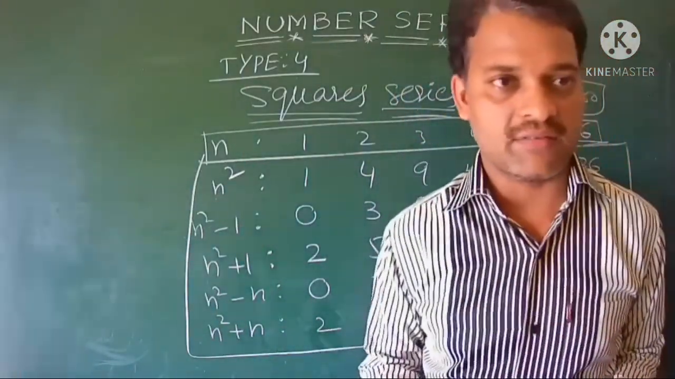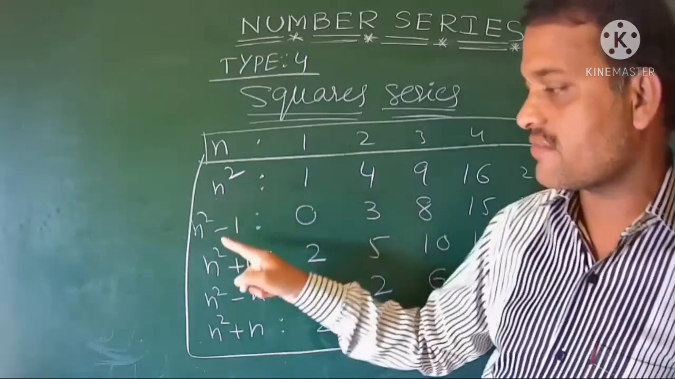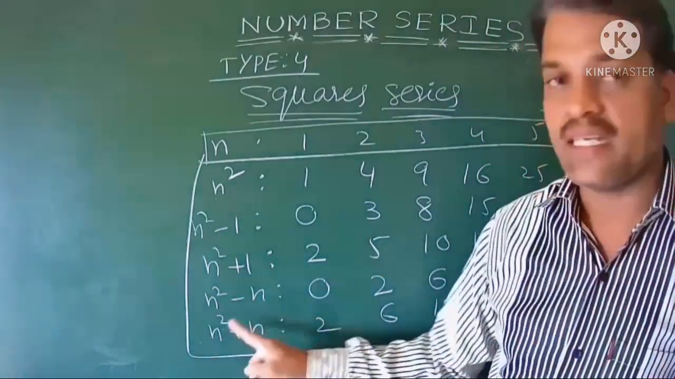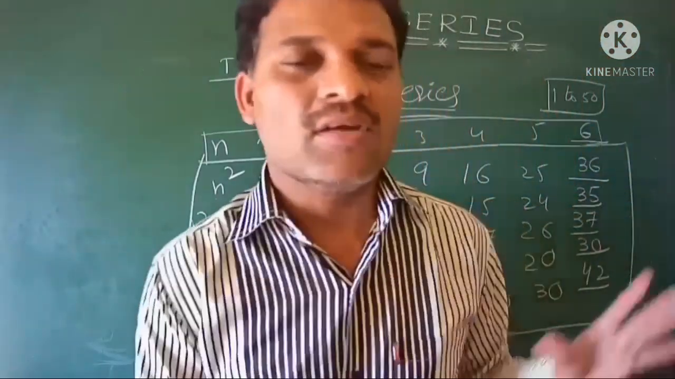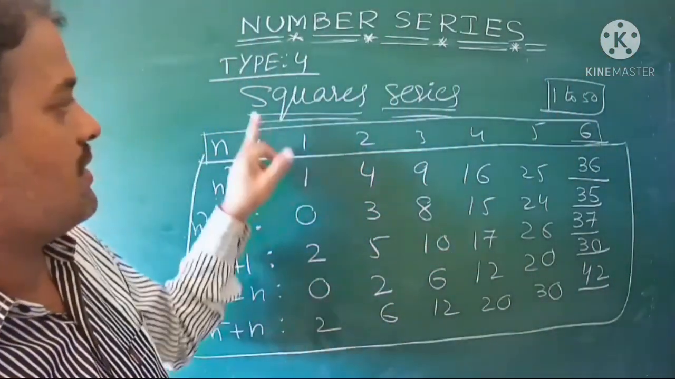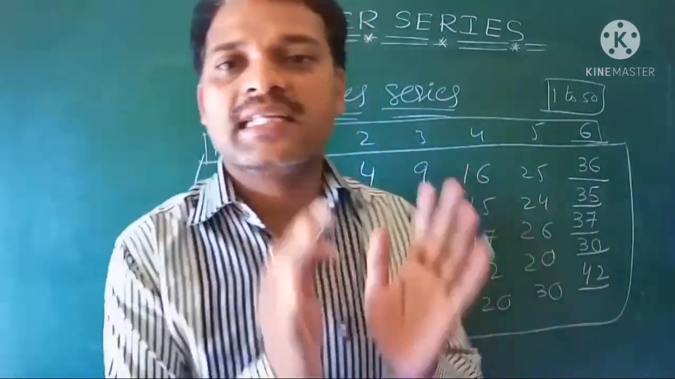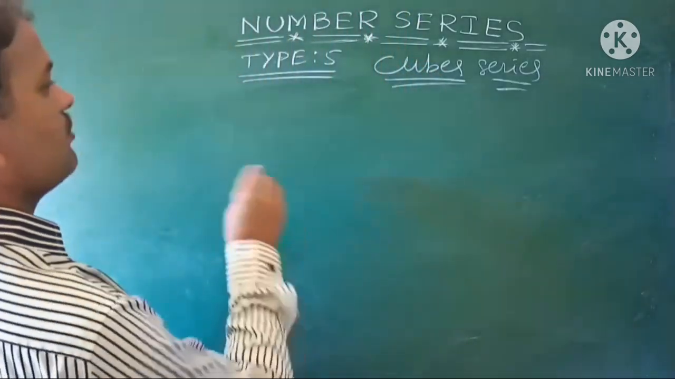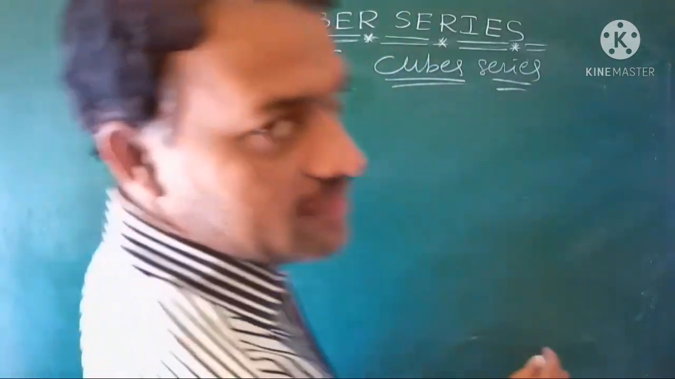That is when it is n square, n square minus 1, n square plus 1, n square minus n, or n square plus n. Only based on these methods, they ask square series questions in any competitive exam. Now the cubes series.